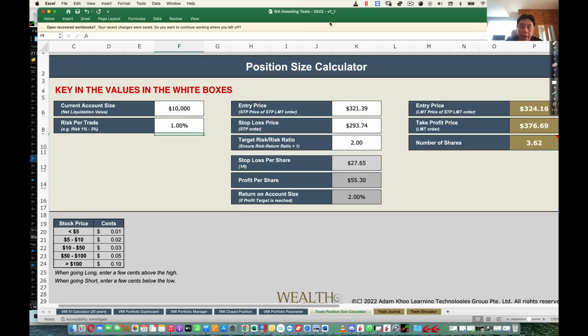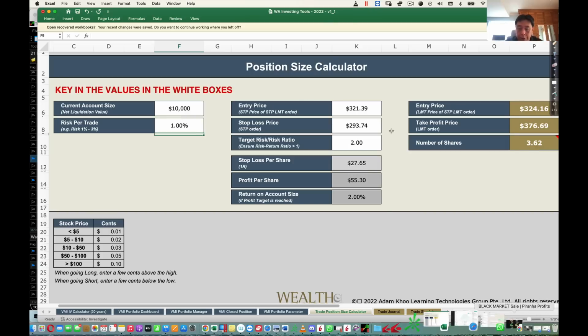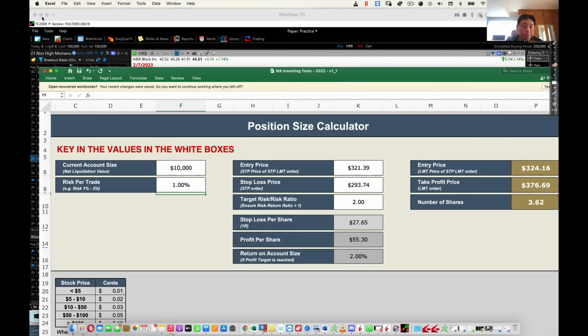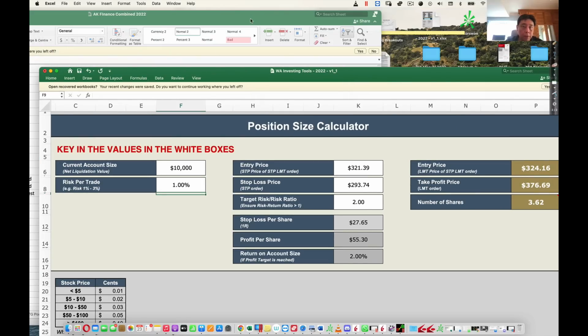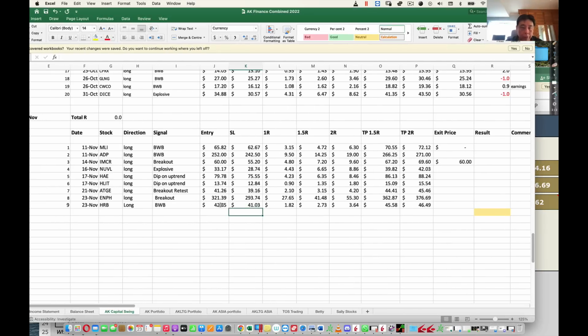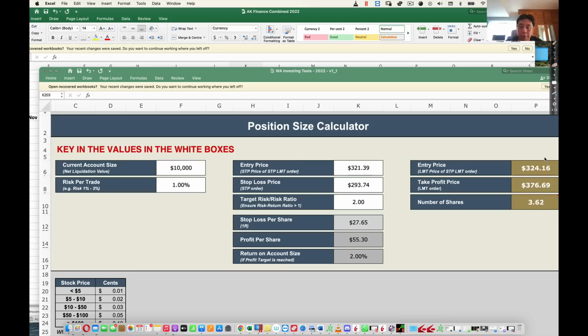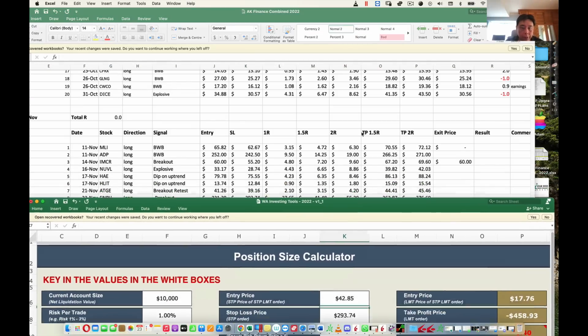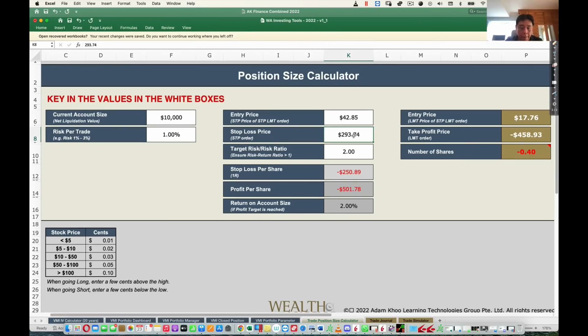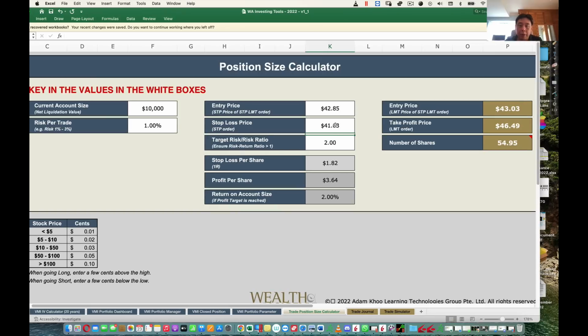Okay. So what's my entry price? Let's go back to this. Check it out. 42.85 is my entry price. My stop loss price is 41.03. And again, that gives me a profit target of 46.49, right? It pre-calculates everything for you.